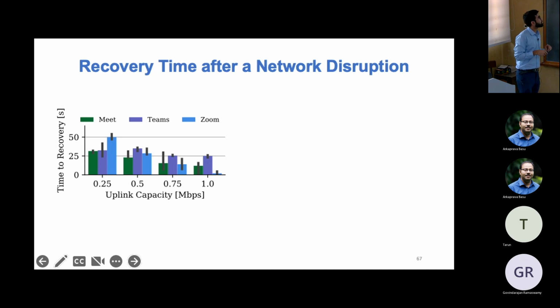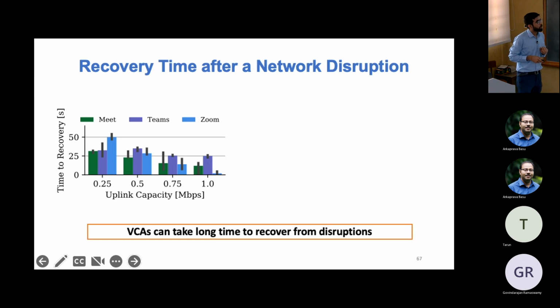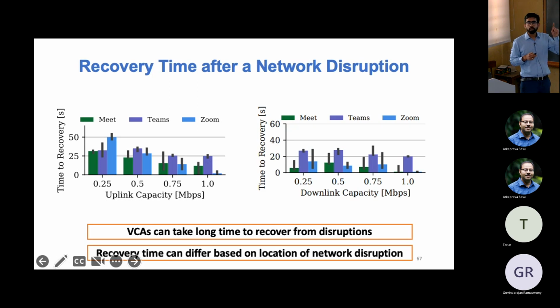And here's the time to recovery for different kinds of disruptions. Here the different disruption was 250 kbps and so on. So you can say the time to recovery is high. For Teams, it's almost 25 seconds in all disruptions, and for Zoom, it's almost 50 seconds for very severe disruption. And also, the time to recovery differs based on where the disruption is, whether it's between the client and the server, because almost all of these VCAs use a relay server.